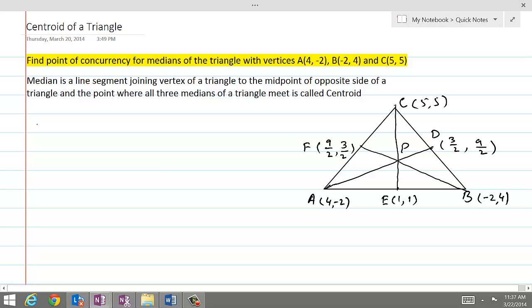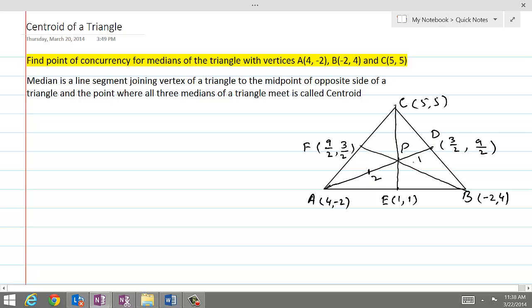Now we will first find P with respect to AD, and before we start finding the coordinates of P, it's very important that you understand that P is a point which divides the median AD in the ratio 2:1. This means that if we divide the median into 3 equal parts, P will be at 2/3 of the length from A to D. P is at 2/3 of the length from A to D, means that 2 parts are on this side and 1 is on this side.